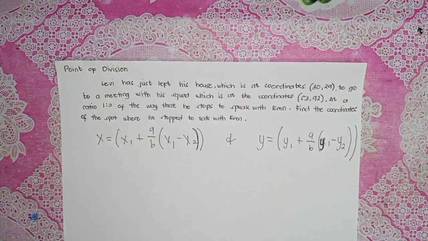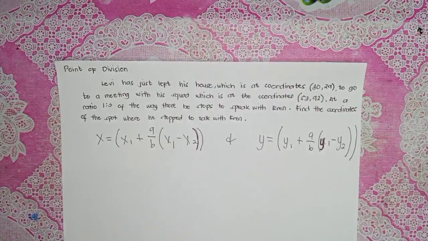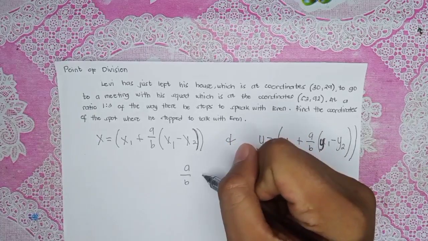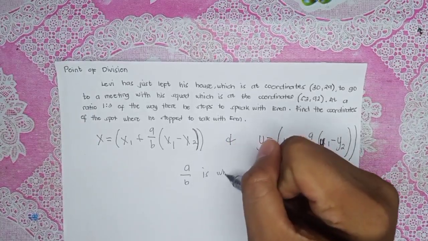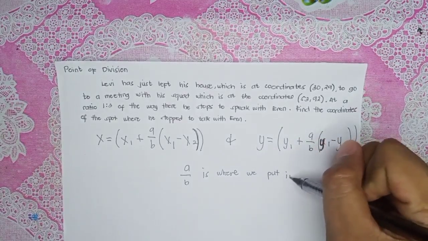For the point of division, we will be using the formula x equals x1 plus a over b multiplied by x2 minus x1. And for the y, we will use y equals y1 plus a over b multiplied by y2 minus y1, where a over b is where we put in the ratio.